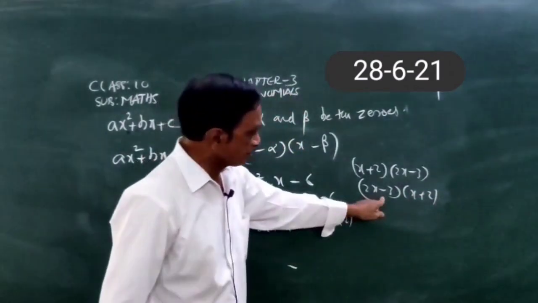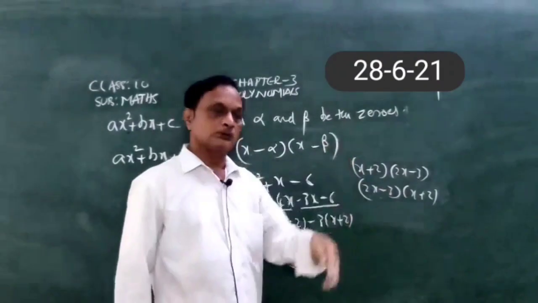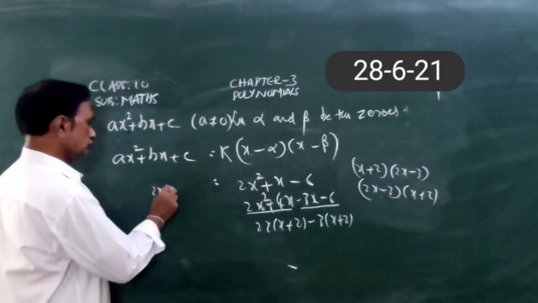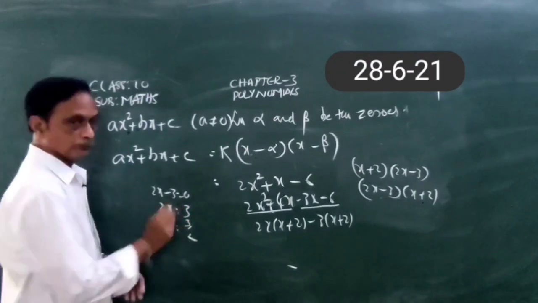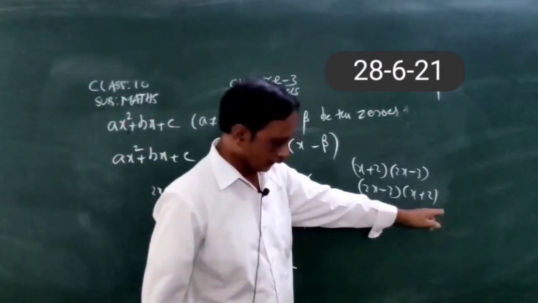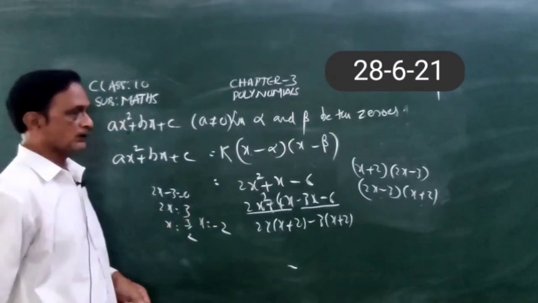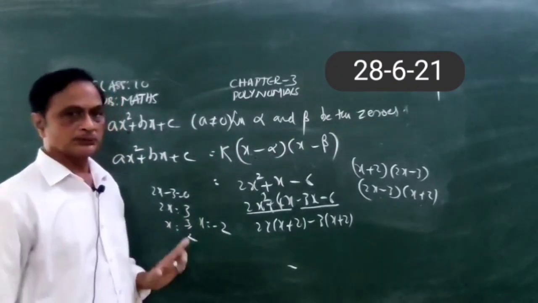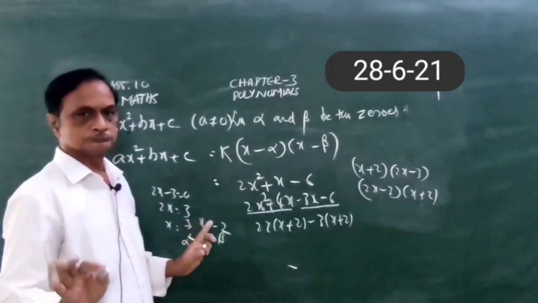Can you tell the zeros of this quadratic polynomial? Actually 2x minus 3 equal to 0, 2x equal to 3, x equal to 3 by 2. Now here x plus 2 equal to 0, x equal to minus 2. Now what are the zeros? 3 by 2 and minus 2 are the zeros. Let this one be alpha and this one be beta.